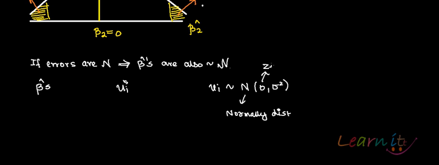They have zero mean, and they have the same variance. They are independently and identically distributed. They are independent of each other, and they have the same variance. They are identically distributed. So what you do is that you form a test statistic.